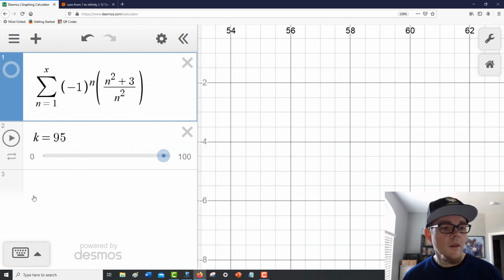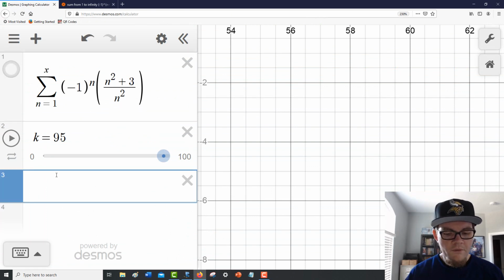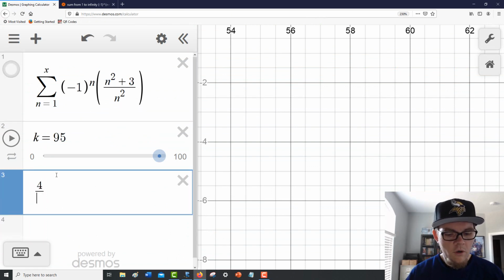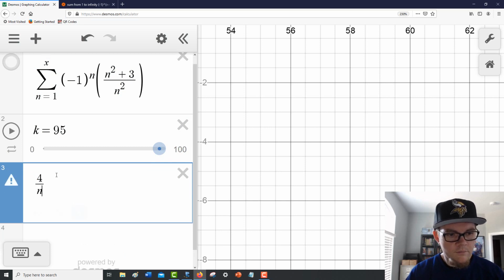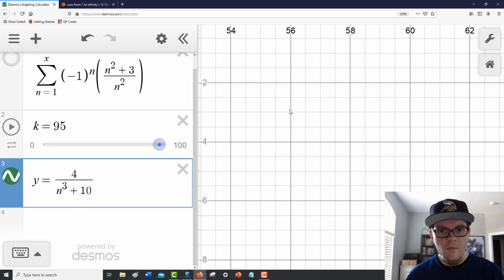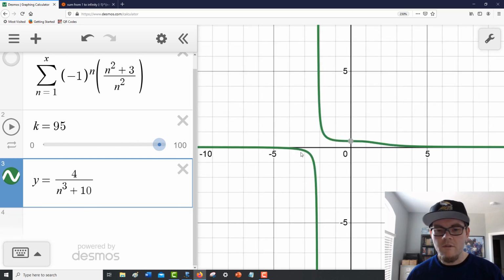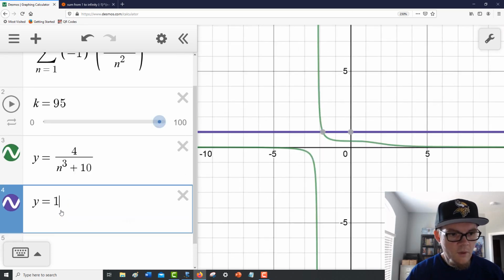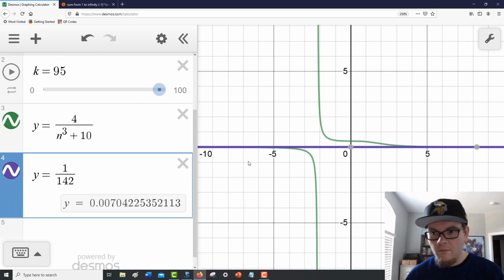To answer that question, as I said, I didn't design this problem perfectly, so we're going to go ask Desmos really fast. So let's see here. We want to figure out when 4 over n cubed plus 10, I think I did that right. Yes. We want to figure out when that's there. Sorry, I put that. Let's go y equals. So let's pull back a little. Oh, there's our series. That's fun. We want to see when it equals 1 over 142.